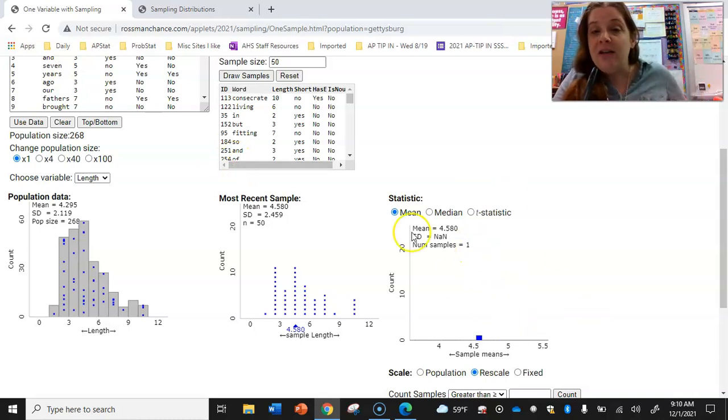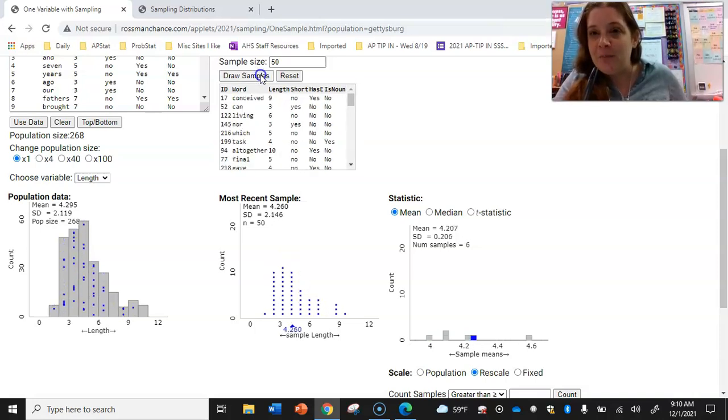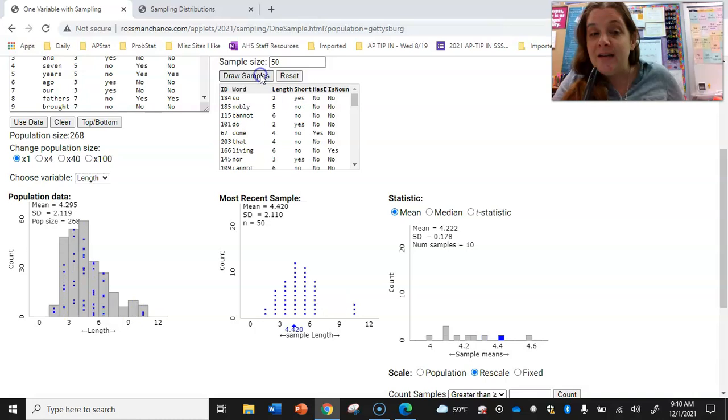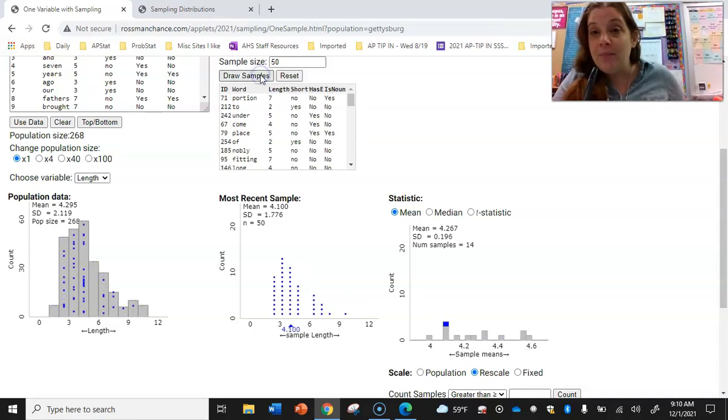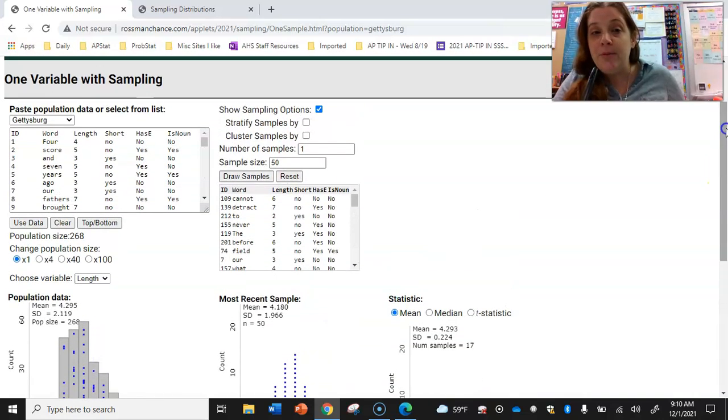Now, notice over here, it says statistic. That means down here I have the sample mean, X bar. So see this 4.58? Here's the dot for 4.58. So this is one X bar. If I draw a new sample, it's going to repeatedly plot those X bars. Now, what you're noticing is that these X bars are kind of building up, just like with the Beyonce poster. I'm going to make a whole bunch of these samples now.